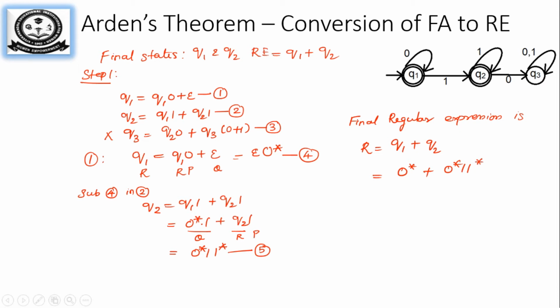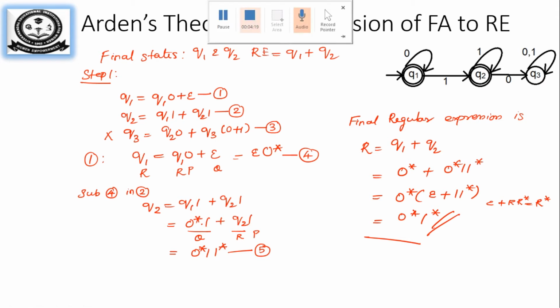Okay, so your final expression we can simplify. If you are able to simplify, you can simplify. So I will take a 0 star outside. You will have epsilon plus 1 1 star by applying the minimization rule. If you apply the rule, epsilon plus R into R star can be represented as R star, that is, epsilon plus R into R star is equal to R star. So in that case you can write it as 0 star 1 star. So this is your final expression for the given finite automata.